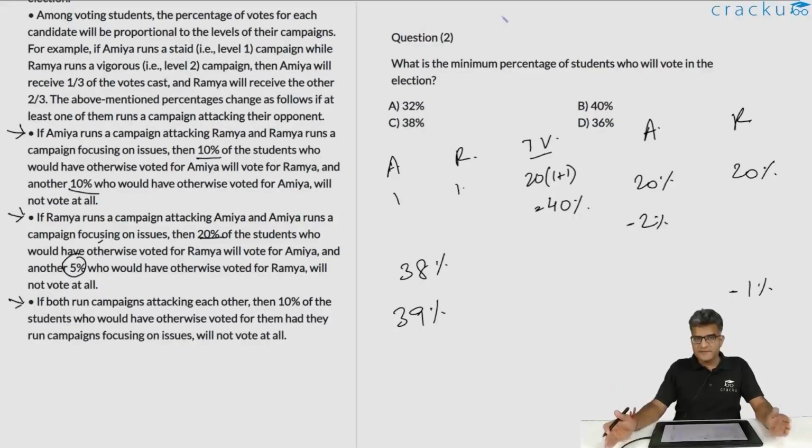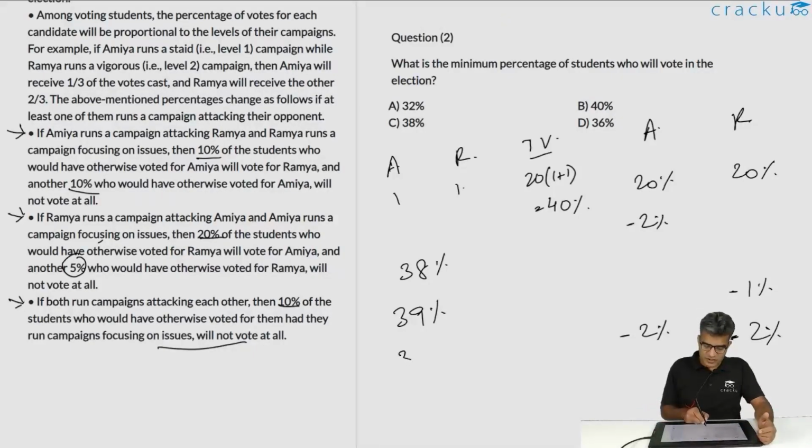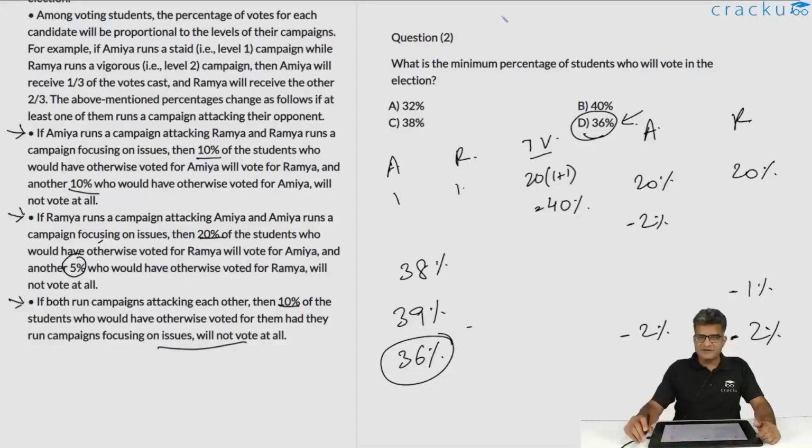But if say both the campaigns attack each other, then 10% of the people who would have voted would not vote at all. This would imply that Amiya would lose 2%, Ramya would lose 2%, total 4% are lost, so the total voting percentage will be only 36%. So the minimum voting percentage will be 36%. This will happen if both of them run state campaigns and both of them attack each other. Then it will be 36%. Let us look at the next question.